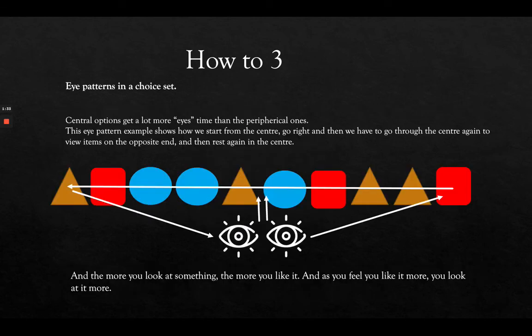Central options get a lot more eye time. First, you look in the middle, then you go to the right, then the middle again on your way to the left, and then back in the middle. It's a bit of a vicious cycle as well, because the more you look at something, the more you like it. The more you like something, the more you look at it. And you can guess it's quite easy to take advantage of this simple psychological mechanic.